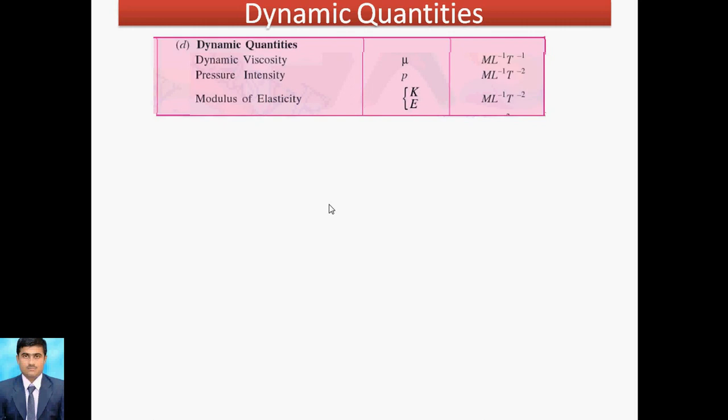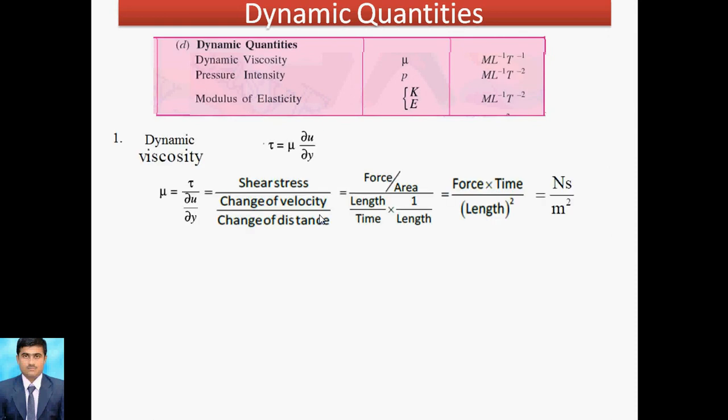Then the next dynamic quantity is dynamic viscosity, that is mu. Then we will discuss pressure intensity and modulus of elasticity. First we discuss dynamic viscosity. As you know the relation, tau is equal to mu du by dy. So mu means dynamic viscosity, therefore mu is equal to tau upon du by dy. Tau means shear stress, du means change of velocity, dy means change of distance.